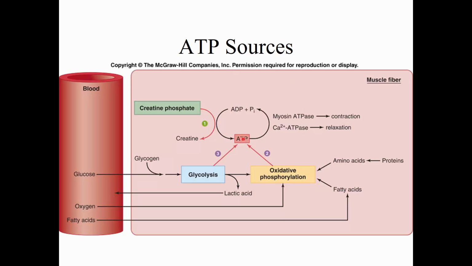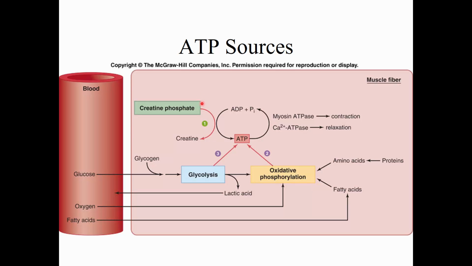So where are we going to get ATP? One place we can get ATP is from something called substrate level phosphorylation. And that is creatine phosphate with the help of CPK.